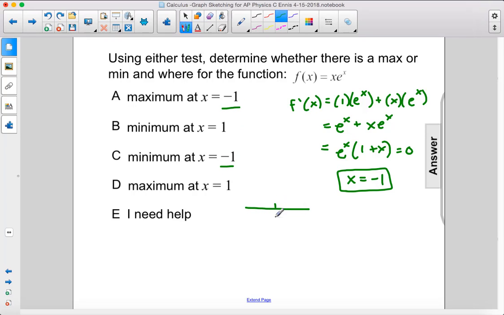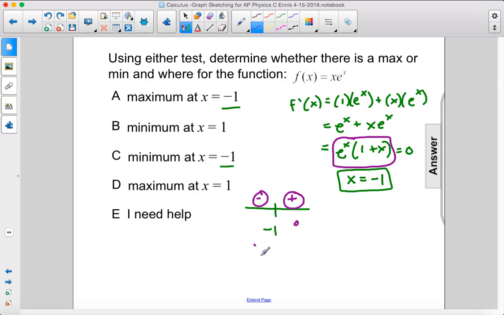So we have our chart, we have -1. If we plug in 0 into our derivative here, this would be 1 and 1, and that is positive. If we plug in -2, this value will still be positive, but this value will then be negative. So that will make the whole thing negative.